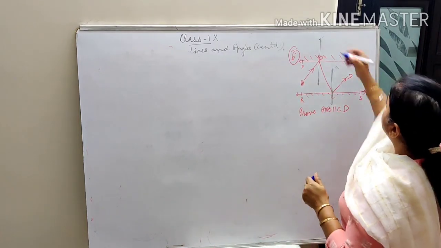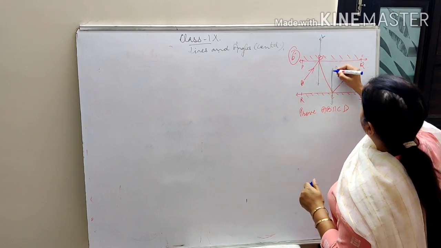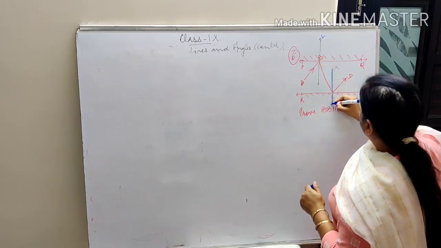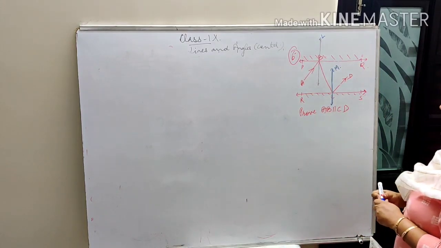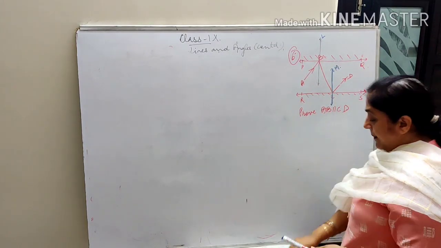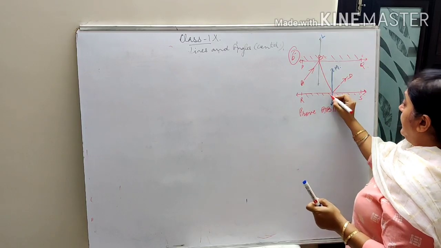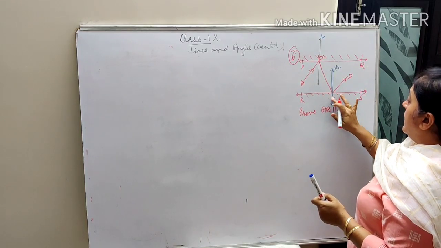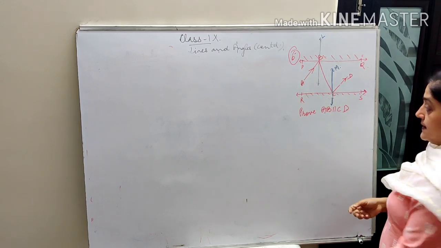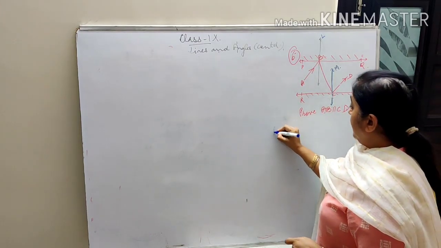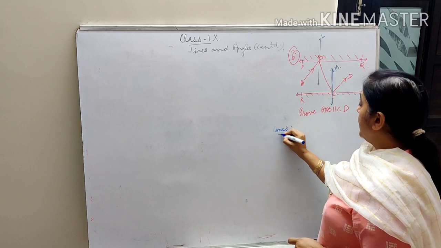Let me do it with another pen. This is the normal, one normal, and this is the normal M. Please see, you have to prove AB parallel to CD. Now please see, I will write here construction.